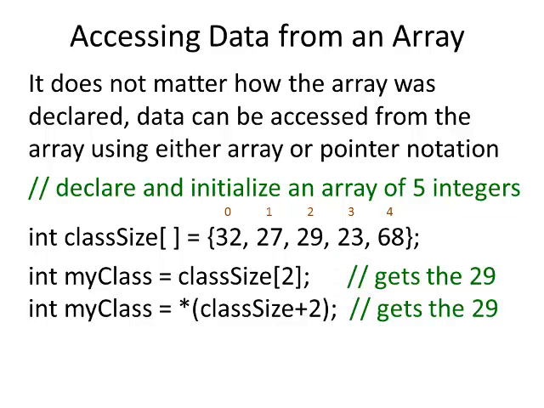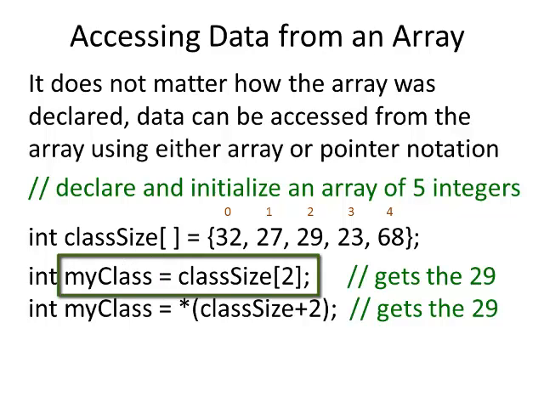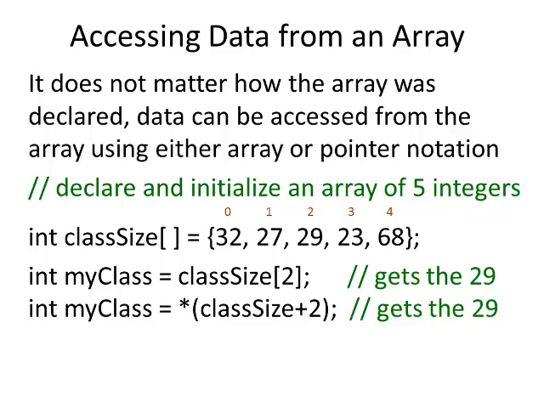Here's my array. Again, I say int class size and a bunch of data: 32, 27, 29, 23, 68. So I have 5 pieces of data in my array. I'm creating another variable. It's an integer, and I want to take some data from the array and stick it into my class. I could say my class equals class size and then sub 2. That's going to get me the third element in the array, which is going to be a 29.